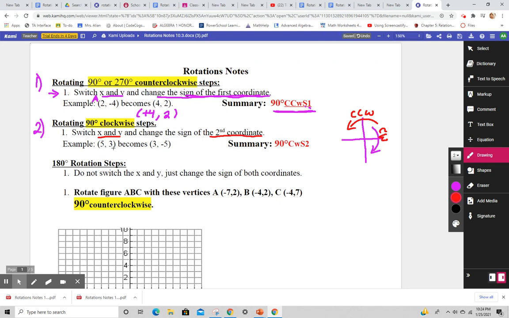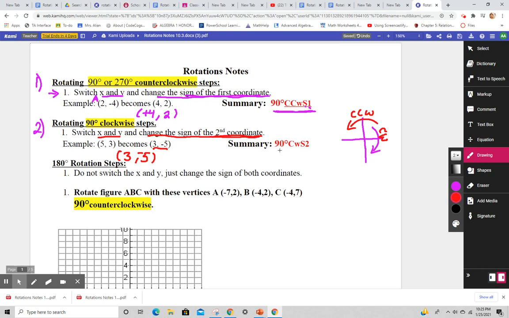So given an ordered pair, as we have in this example, 5, 3, you're going to switch. I'm sorry, I'm looking at the wrong pair. Look over here. So it's going to be 3, 5. So you see what I did? I switched them. And then the second step says change the sign of the second coordinate, which is this one here. Whatever the sign for this number is, you change it. If it's negative, it becomes positive. If it's positive, it becomes negative. So this will be the end result, and that's what I have here.